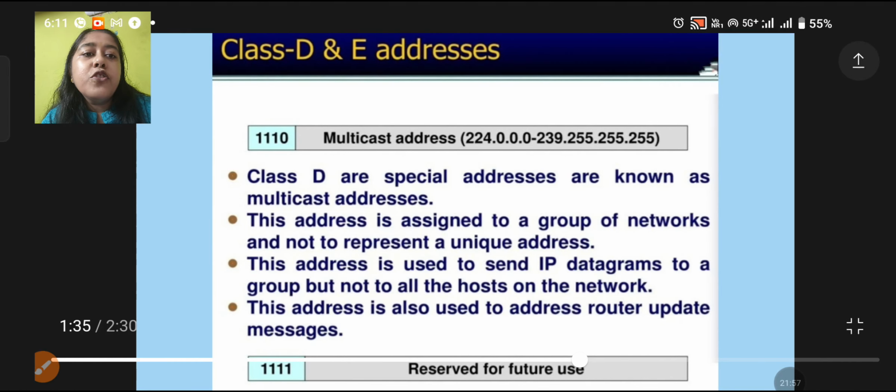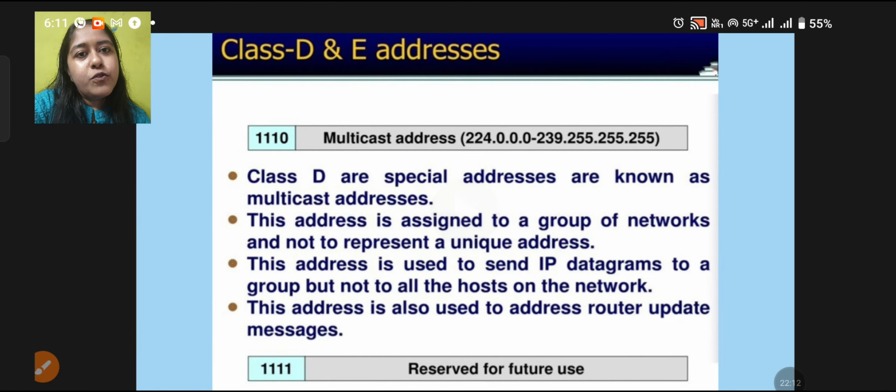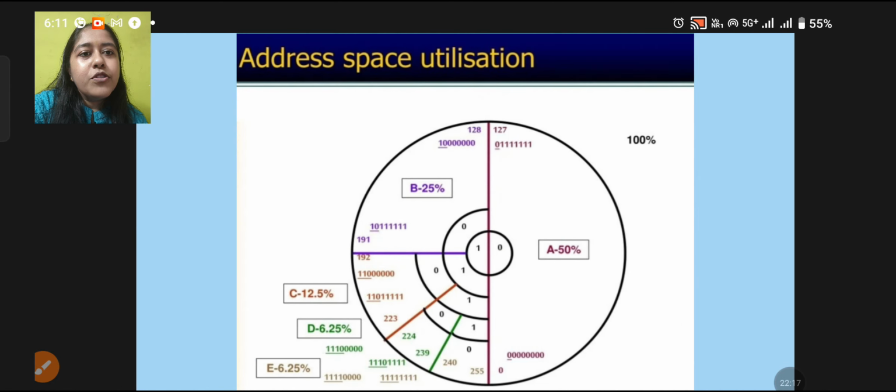Now this address is used to send IP datagrams to a group but not to all the hosts on the network. This address is also used to address router update messages, and class E is reserved for future use, that is your 1111. The starting bits are 1111. So this is about your D and E.